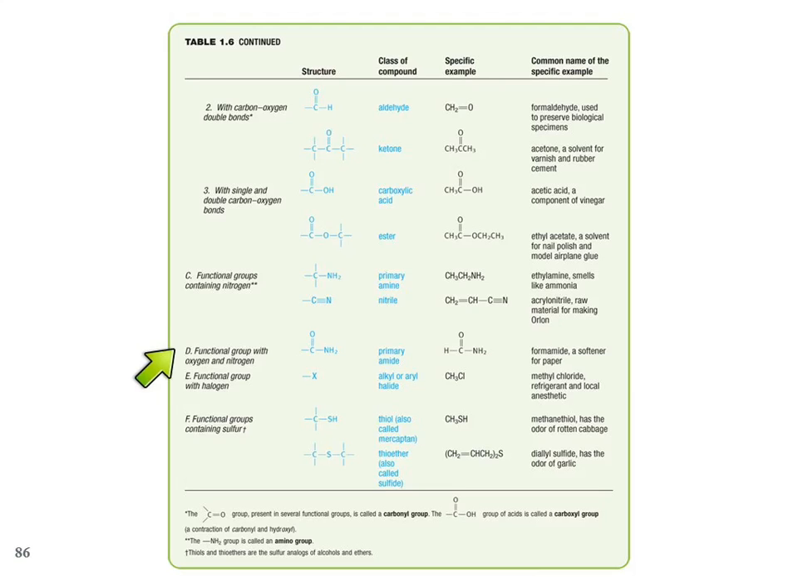There are functional groups that contain nitrogen. This is a primary amine. This is a nitrile group. Oxygen and nitrogen together we have a primary amide. We can have halogens on here. X usually stands for halogen, either chlorine, fluorine, bromine, or iodine. And then there are sulfur-containing groups, thiols and thioethers. So you should begin to become familiar with those, but we will go over them.